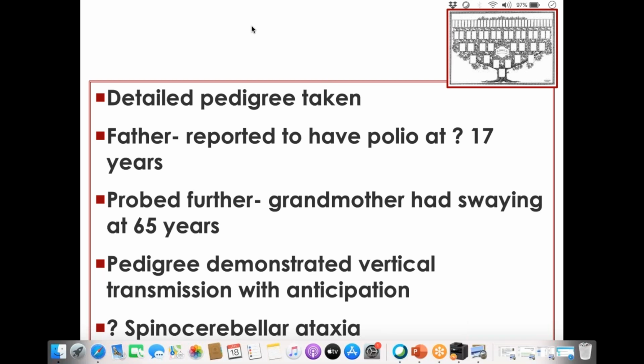So I'm sorry you missed the last bit of the presentation. So here, in this case, a detailed pedigree was taken and the father was reported to have polio. That's why he hadn't come. So my question was, what's wrong here? What is striking you, polio at 17 years? Yes. Anybody for an answer?